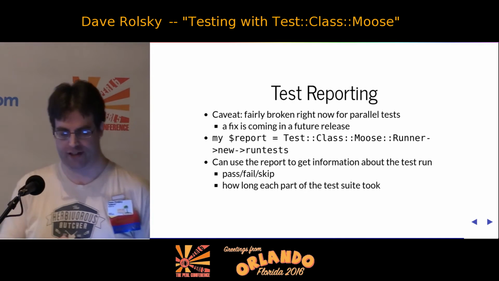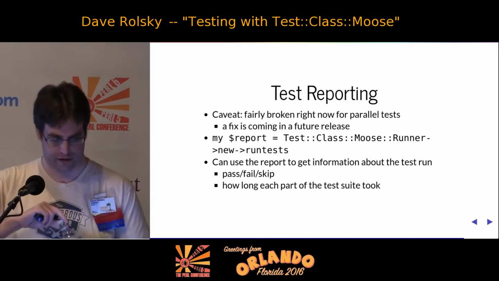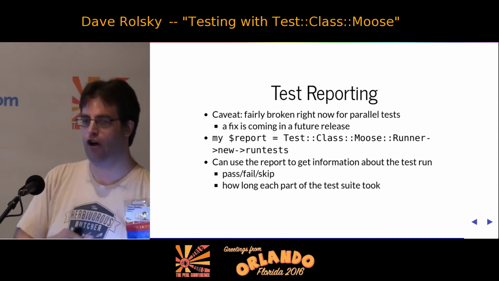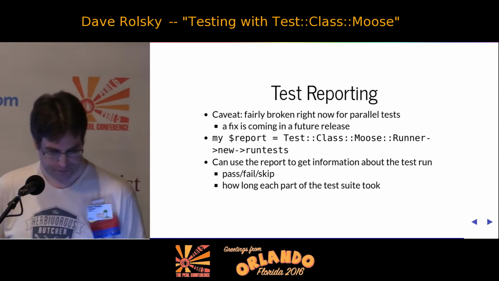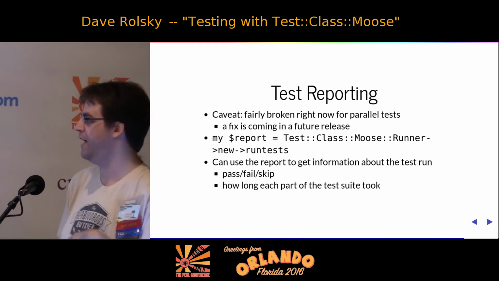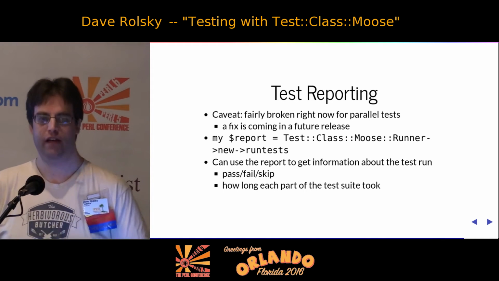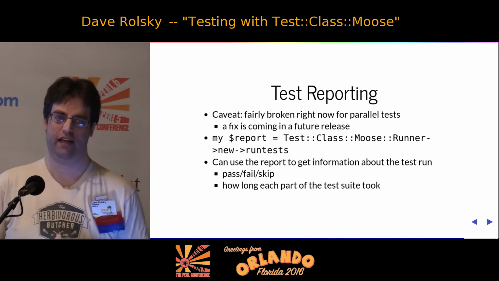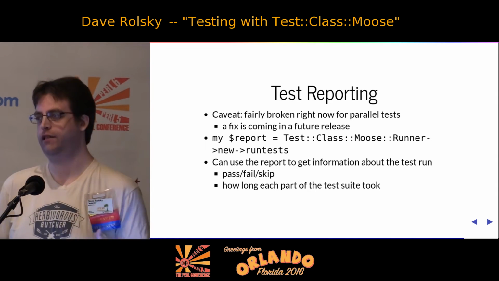So like I mentioned, there's this test reporting thing. It's a little broken for parallel tests. It is an object returned by run tests. And like I mentioned at the beginning, it has a bunch of information about the test run, the pass, fail, skip status of basically everything in the test suite, and then how long each part of that took.